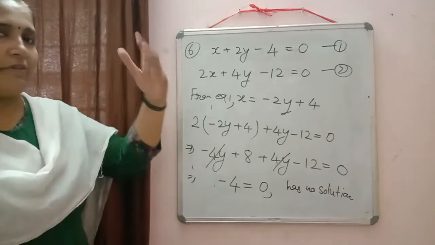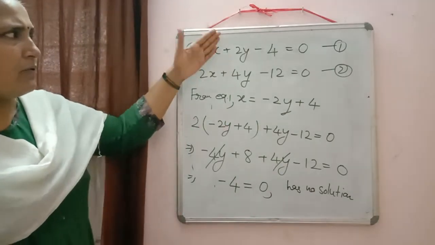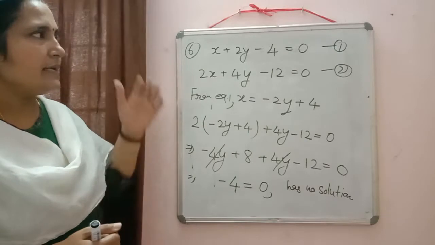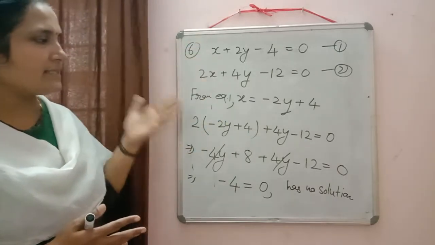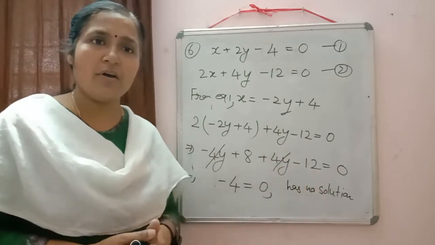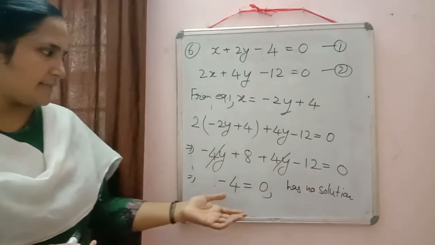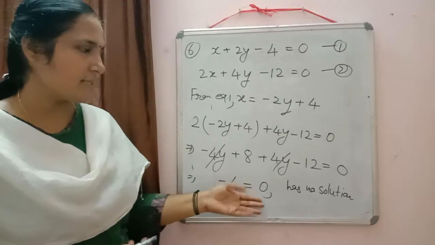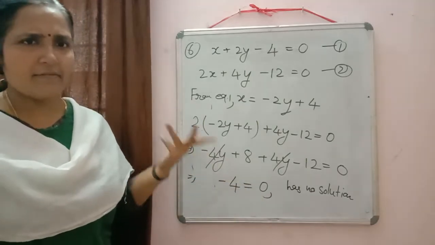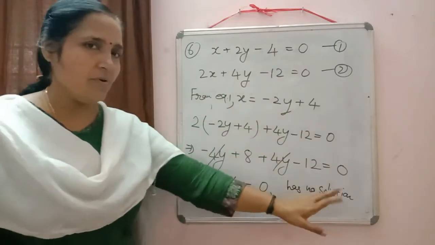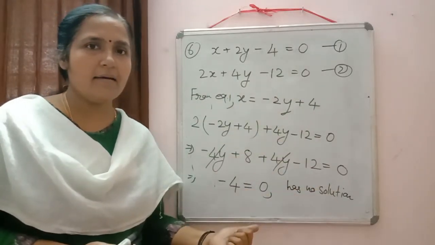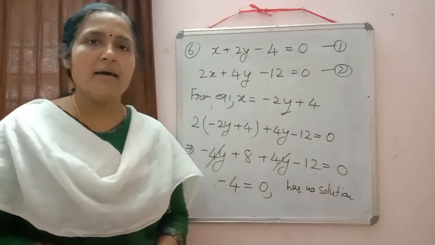Later on, when we discuss how to solve it graphically, at that time we will discuss the conditions also: how we can say whether it has a solution or no solution. So in this equation we are getting minus 4 is equal to 0, which is obviously not true. That's why we are writing this equation has no solution. Clear? Yes. So moving on to the next question.